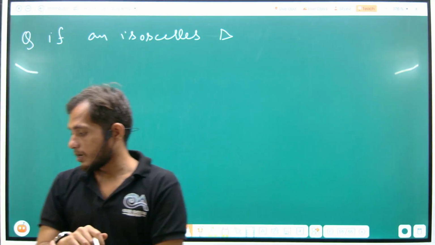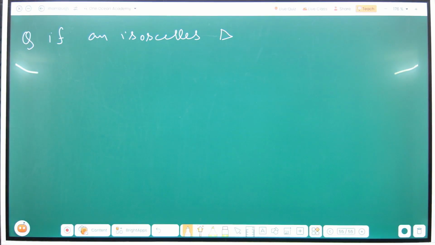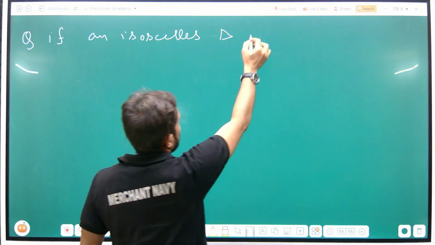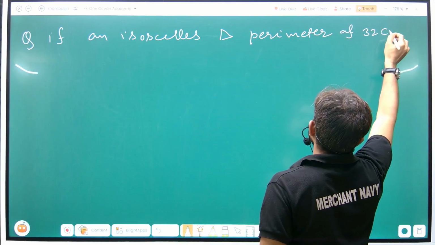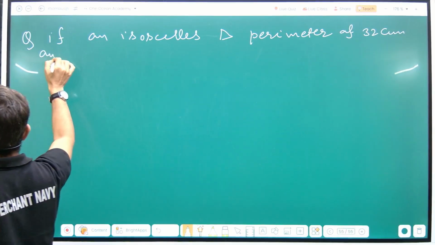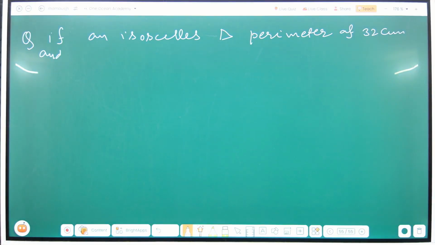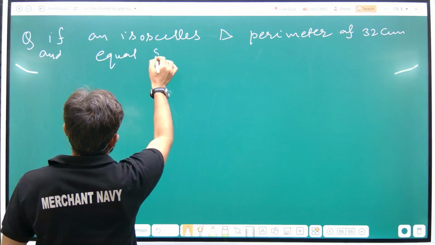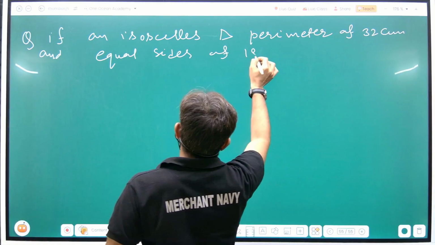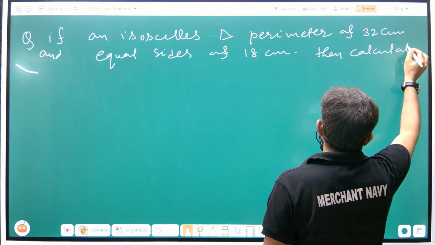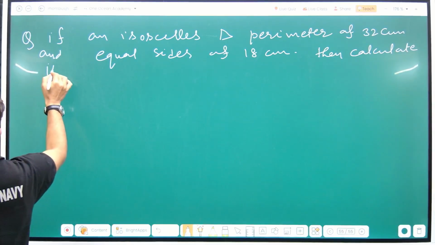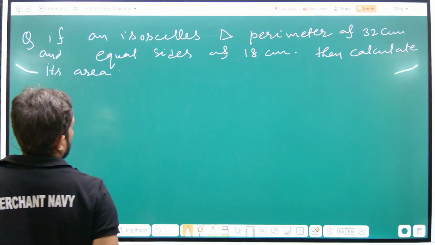If an isosceles triangle is having the perimeter 32 centimeter and equal sides of 18 centimeter, then calculate its area.